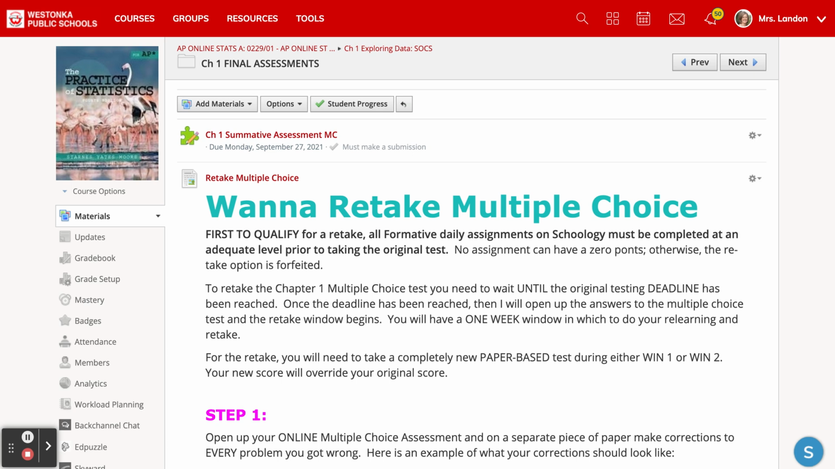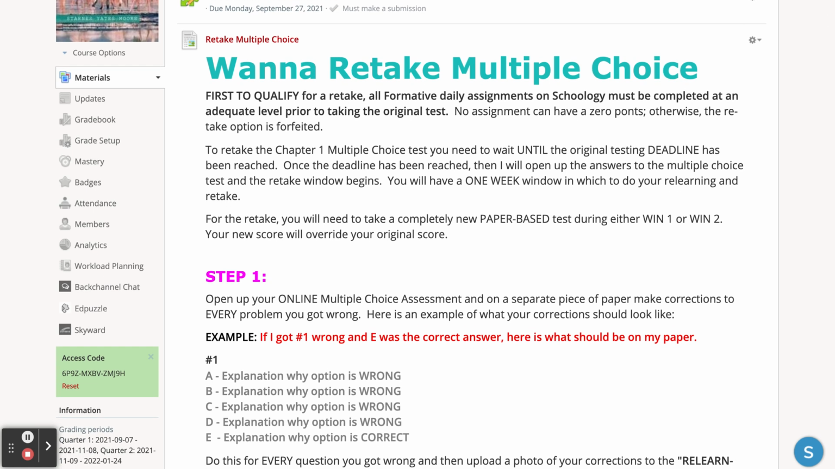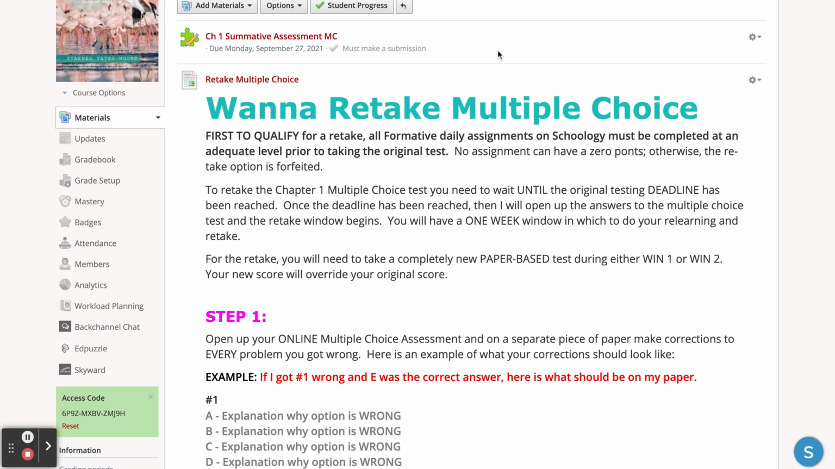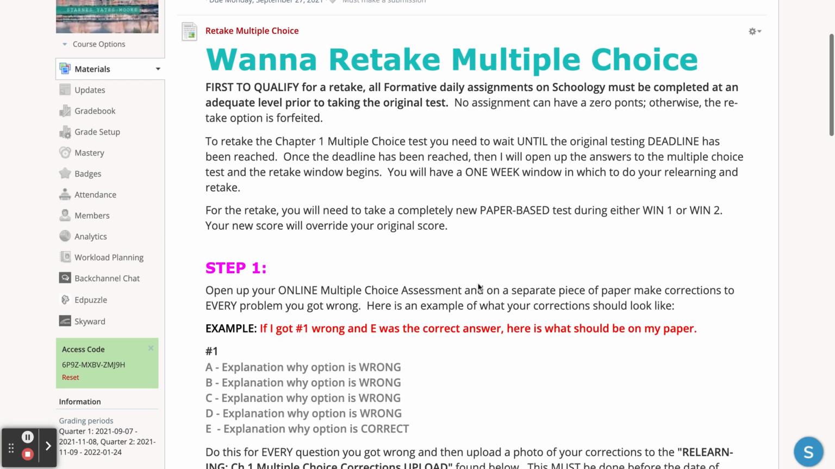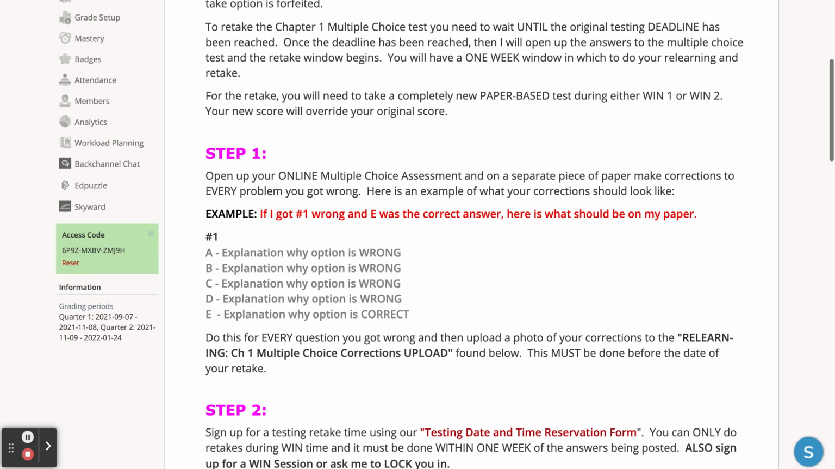If you are not content with that score, please read this and how you're going to want to retake the multiple choice. I have opened up this green puzzle piece so you can see your answers. Just thoroughly read this, and basically it comes down to this. We have this week to do the retake process.